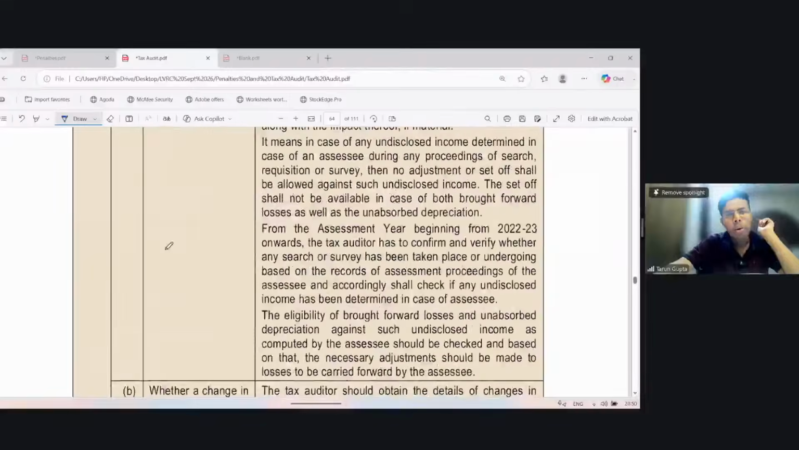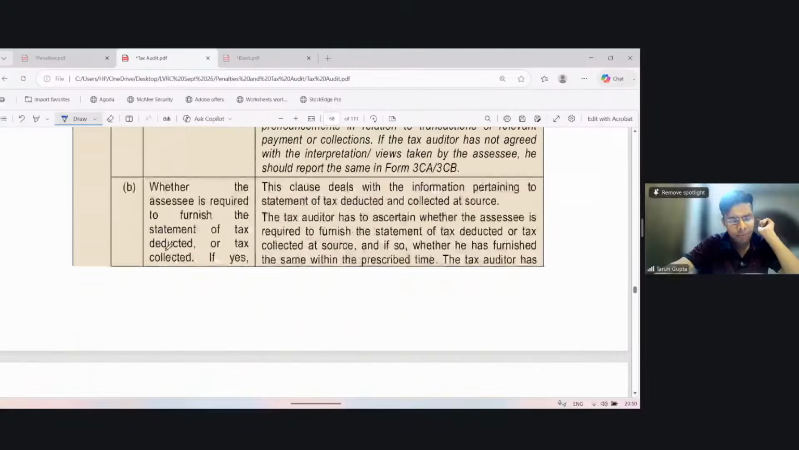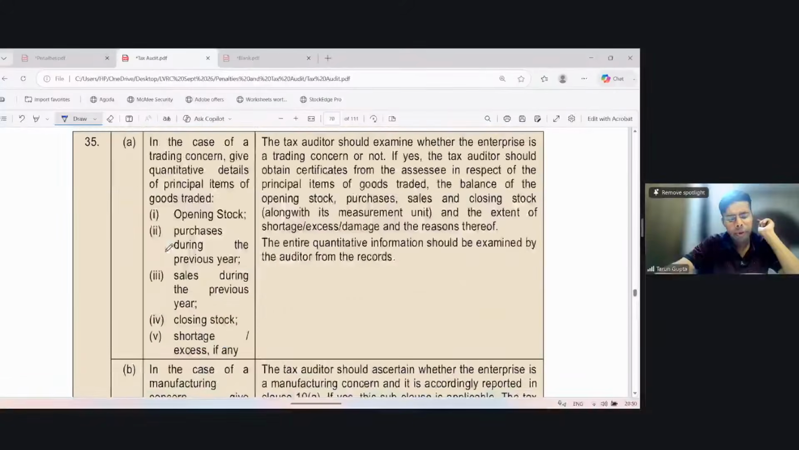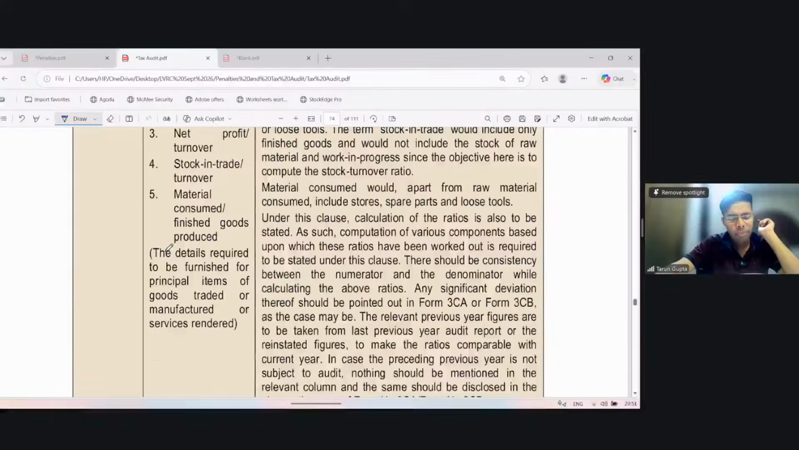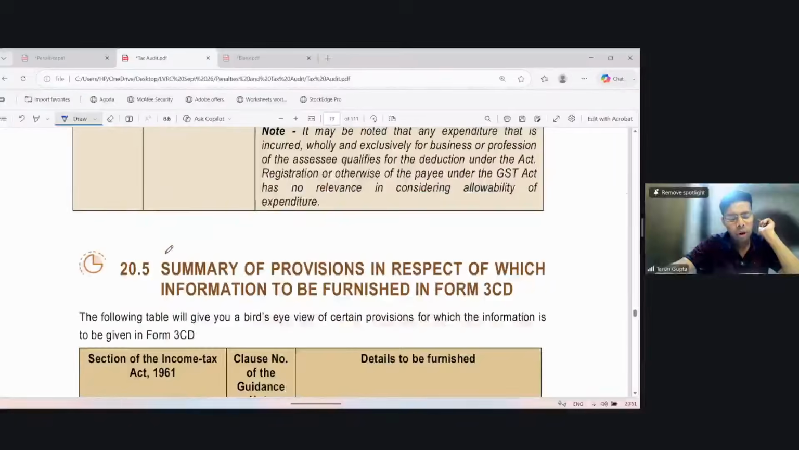See, all these are only the relevant clauses of the tax audit report. So this Form 3CT is required to be submitted whether you have already been subjected to audit or not.